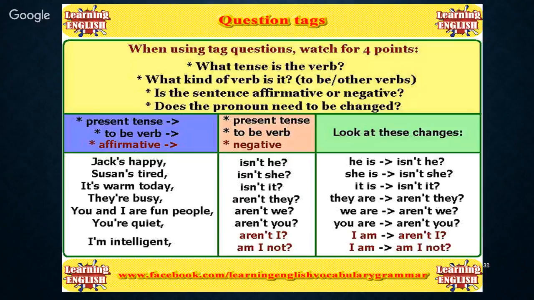So Jack's happy, isn't he? Jack is a name, so we cannot use Jack in the question tag. So we say, isn't he? Susan's tired, isn't she? It's warm today, isn't it? They're busy, aren't they? You and I are fun people, aren't we?